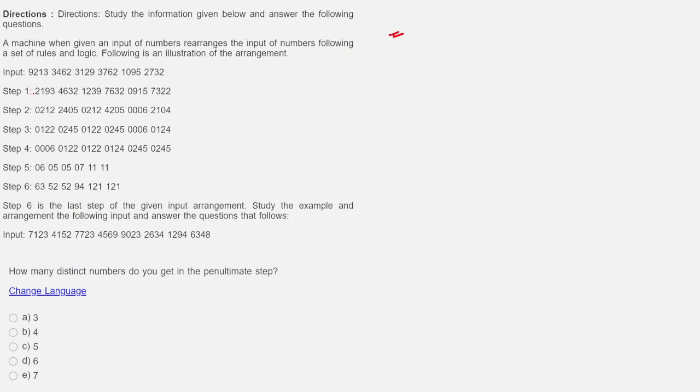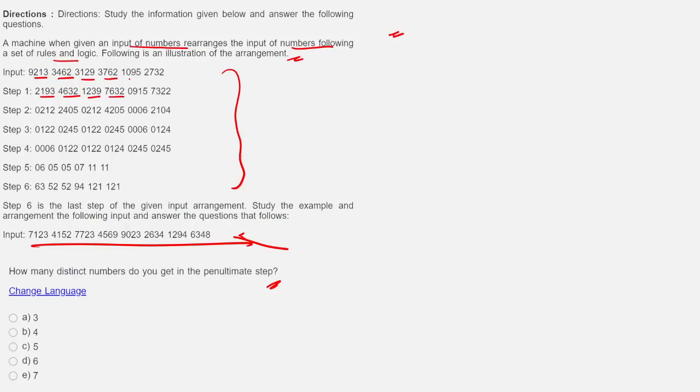Let us look at this input output question. What is given? A machine, when given an input of numbers, rearranges the input following a set of rules and logic. Following is the illustration of the arrangement. If we decode this, then it's about following the same pattern and applying it to the input to solve my question. So I'll help you figure out what is happening here. What is given here? 9213 is becoming 2193. 3462 is becoming 4632. 3129 is becoming 1239. And 3762 is becoming 7632. 1095 is 0915. 2732 is 7322.